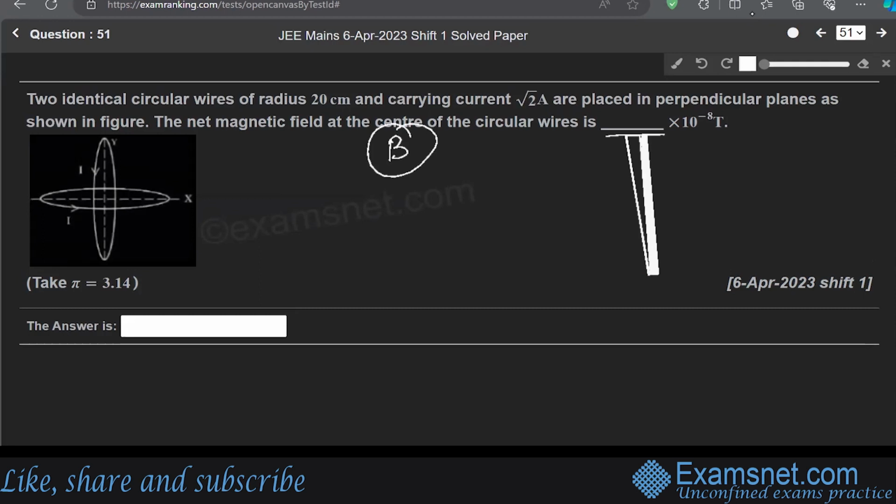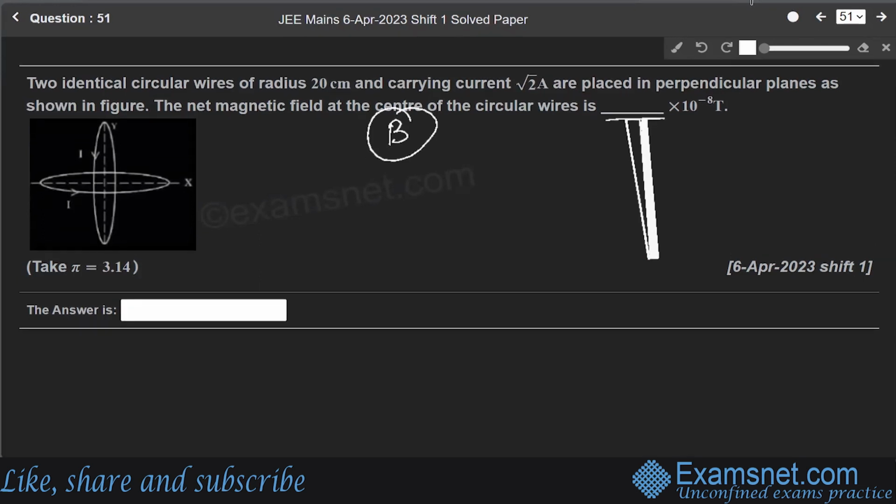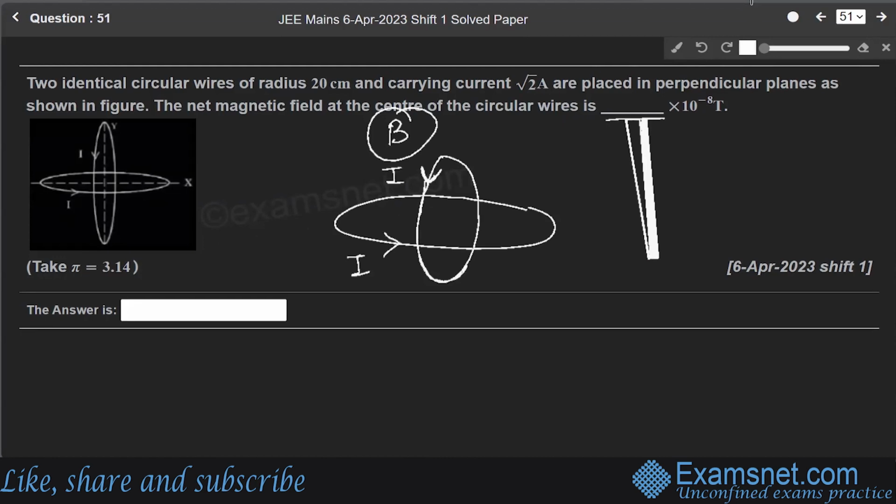Since these are two circular loops, using the right hand thumb rule, current is flowing in this direction and current is flowing in this direction. So for this, using the right hand thumb rule, the direction of magnetic field will be this B. And for this loop, in which the current is flowing in anti-clockwise direction, the direction of B is this. So the net value of B will be root 2 B.